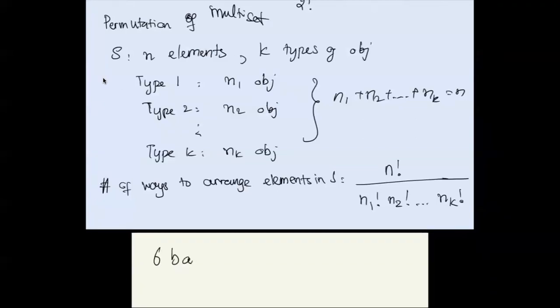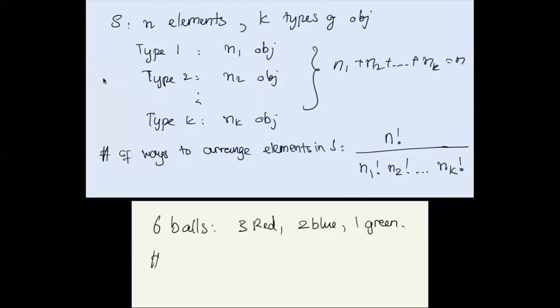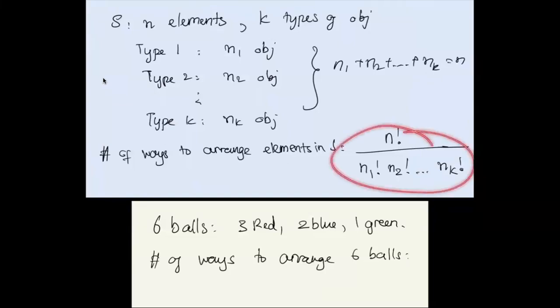Let's say you have 6 balls. Out of that, you have 3 red, 2 blue, and 1 green. And they will ask you the number of ways to arrange the 6 balls. Then in this case, n is the total number of balls that you have, which is 6. So I will use this formula.